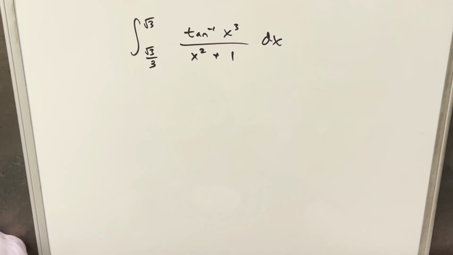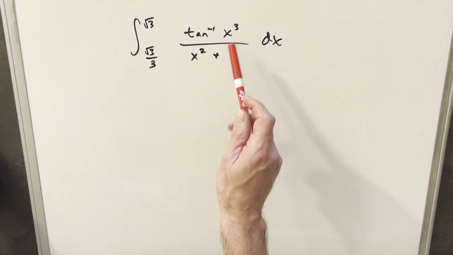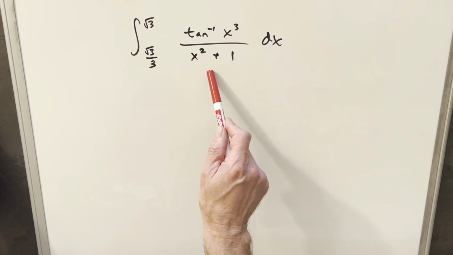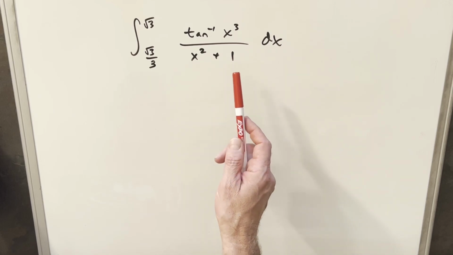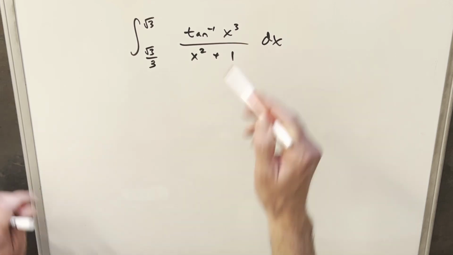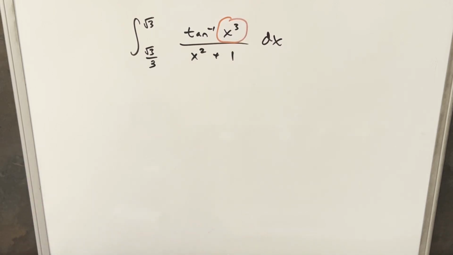Hey, we have here today a really interesting integral on the board. We have the integral from square root of 3 over 3 to square root of 3 of arctan x cubed over x squared plus 1 dx. When I first looked at this problem, I was thinking, okay, we have arctan, and the derivative of arctan is actually 1 over x squared plus 1 dx. But because of the x cubed, it kind of defeats that strategy.